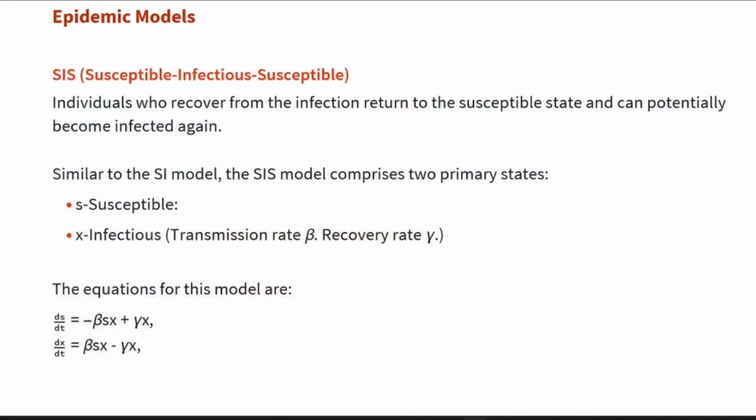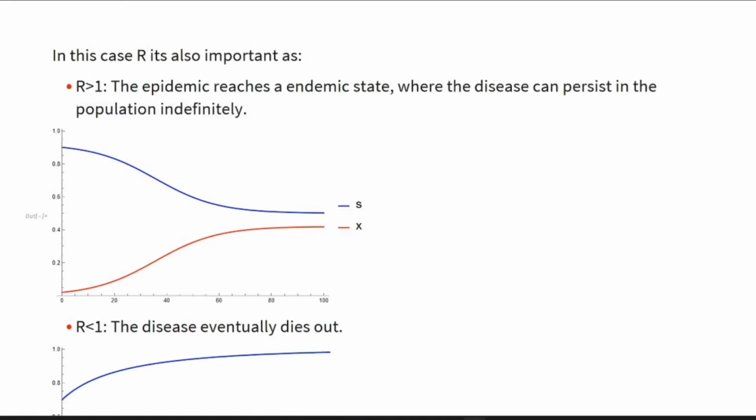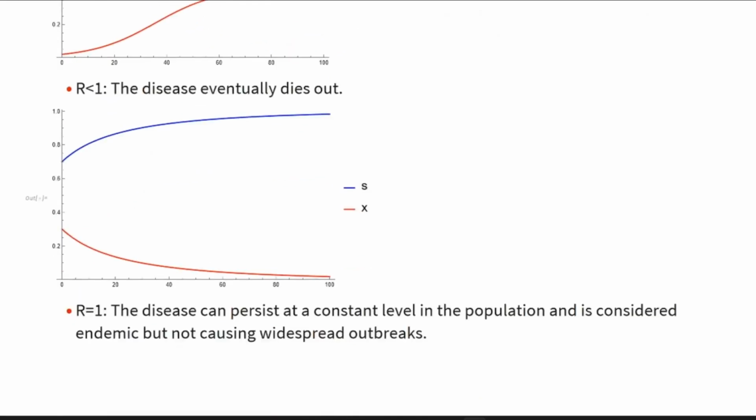Now, the SIS, susceptible infectious susceptible model, is another crucial epidemiological model. This model doesn't assume that individuals who recover from the infection gain immunity. Instead, individuals who recover from the infection return to the susceptible state and can potentially become infected again. So again, we have two states: the susceptible and infectious individuals. In this case, R is also important, as when R is greater than 1, the epidemic reaches a steady state. Then when R is less than 1, the disease eventually dies out and the fraction of infected individuals approaches 0. When R equals 1, the disease can persist at a constant level. It doesn't cause a major outbreak, and the disease is considered endemic.